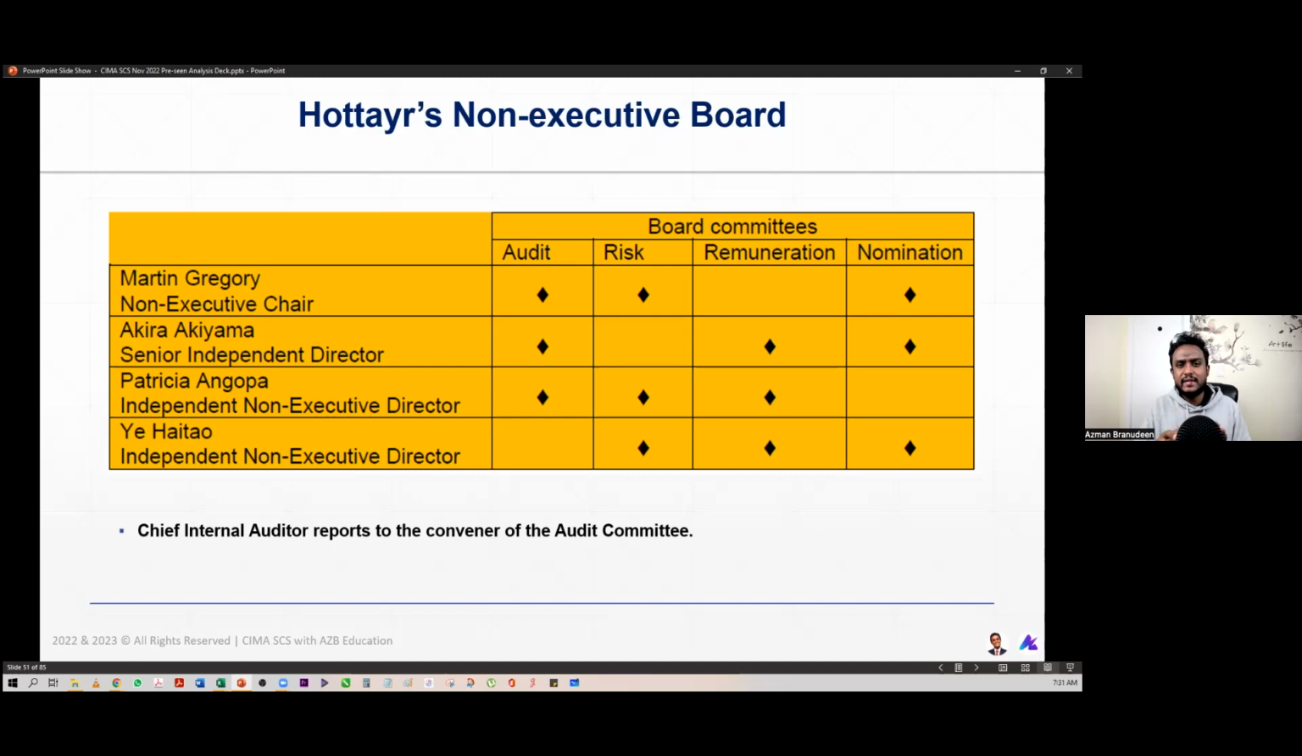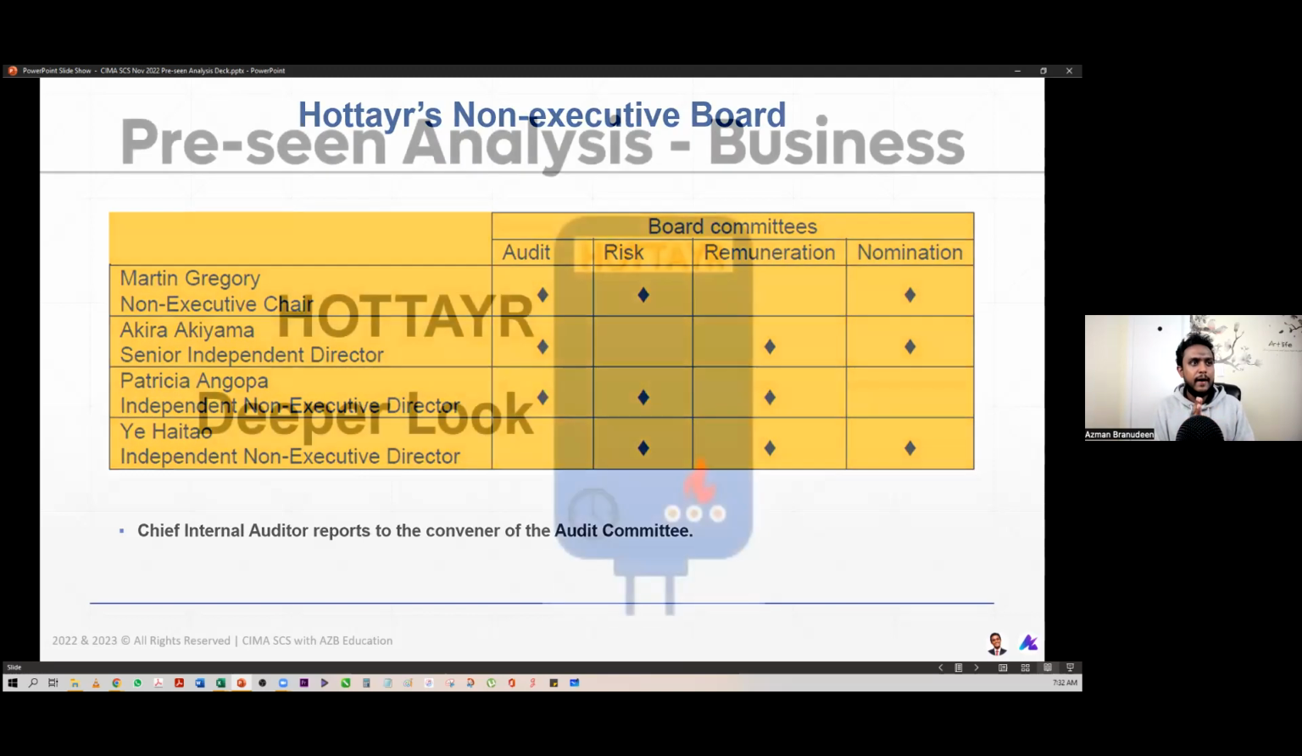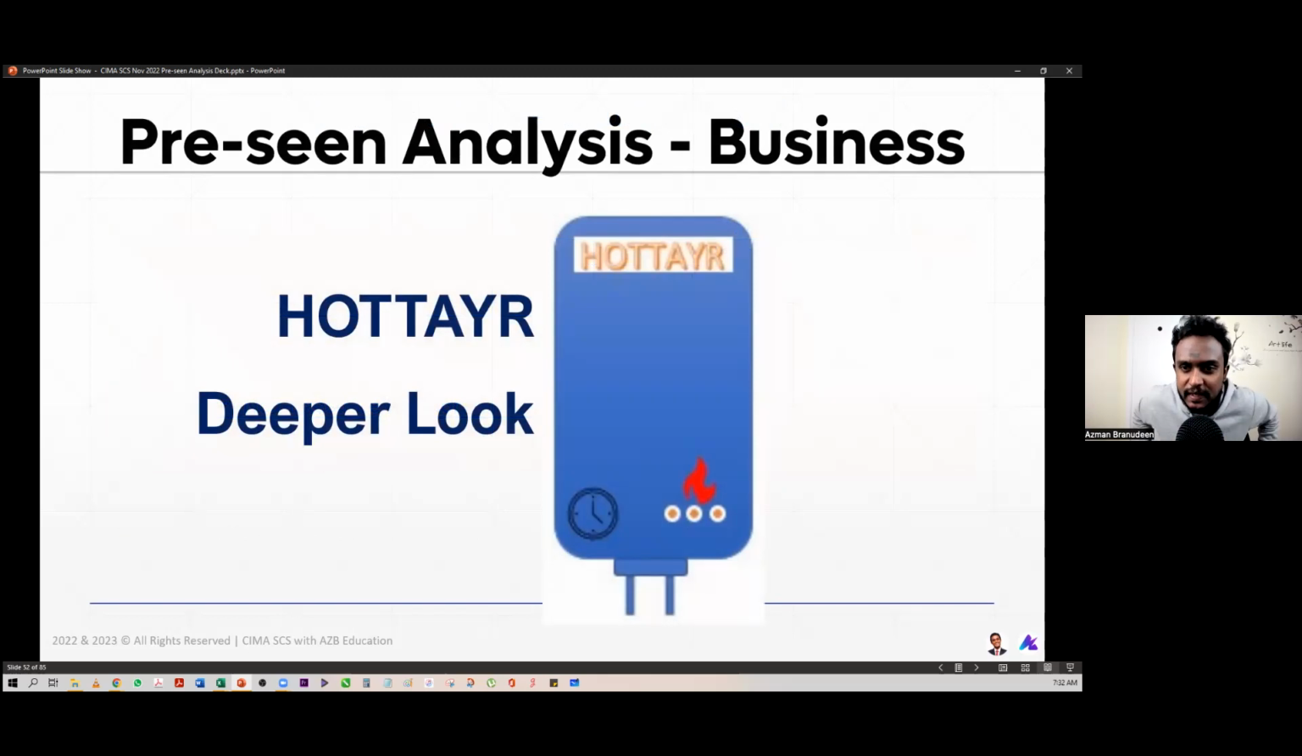However, one thing that we noticed is that Martin Gregory, the chairman, is sitting in the audit committee. Now, that's, of course, something to be a little concerned about, but there can be a justification behind this as well, which we will look at as we go along, but we'll see.